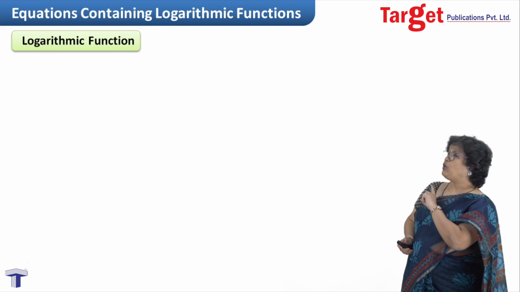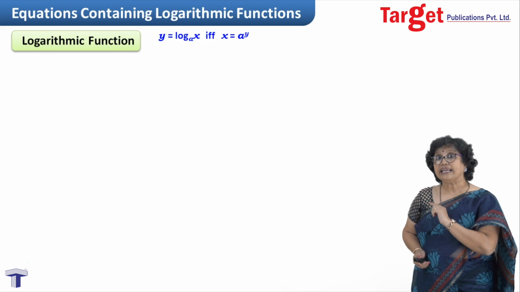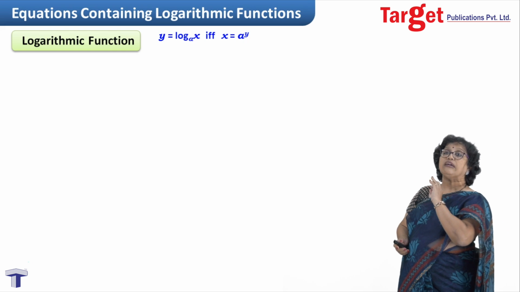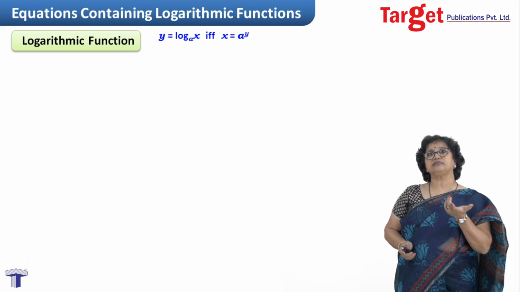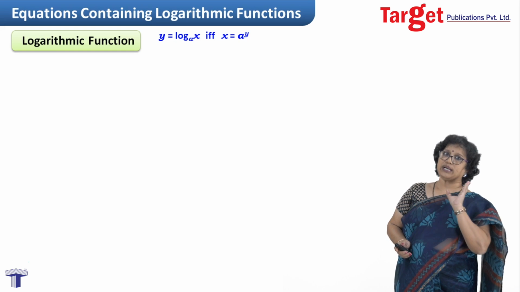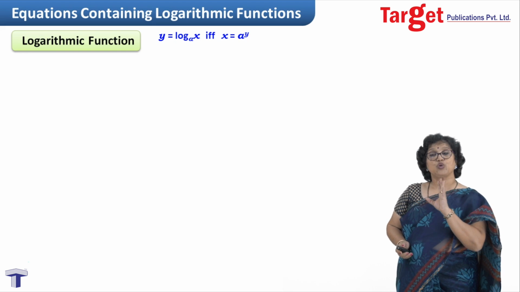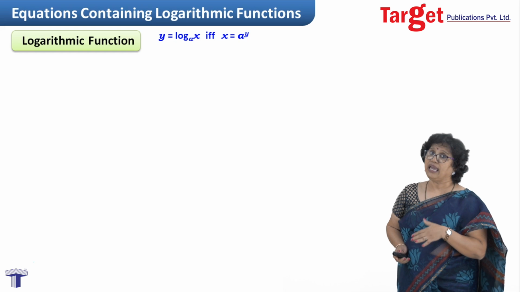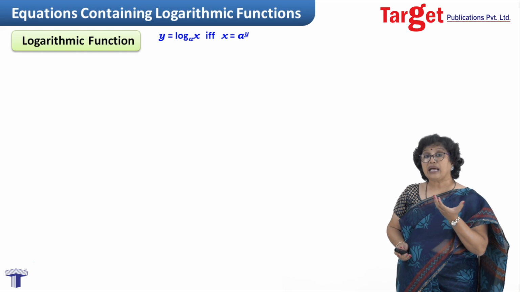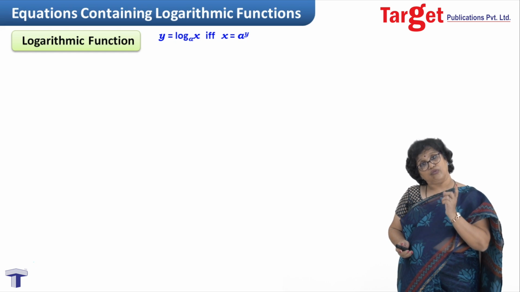We write y equal to log x to the base a. We read it as log x to the base a if and only if x equal to a raised to y. Now, a raised to y is exponential quantity. You have already seen in the previous session. So, I need not talk about x equal to a raised to y. What were the conditions there? a was greater than 0 and answer for a raised to y was positive.